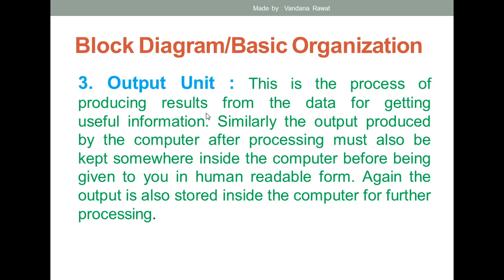So this is basically the process of producing the result from the data for getting useful information. And similarly, the output produced by the computer after processing must also be kept somewhere inside the computer before being given to you in human readable form. So that is done with the help of secondary storage devices. Then again, the output is also stored inside the computer for further processing. So for that purpose, a number of output devices are used.